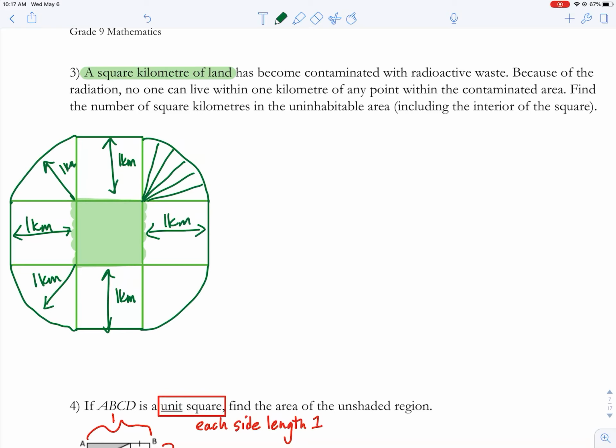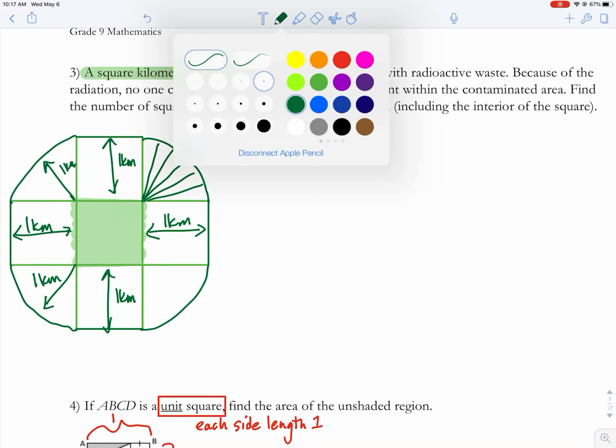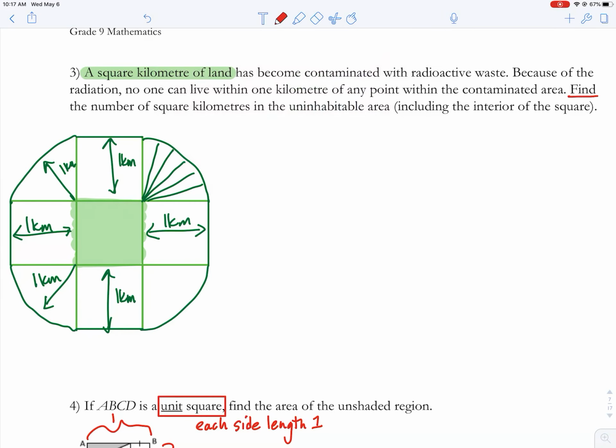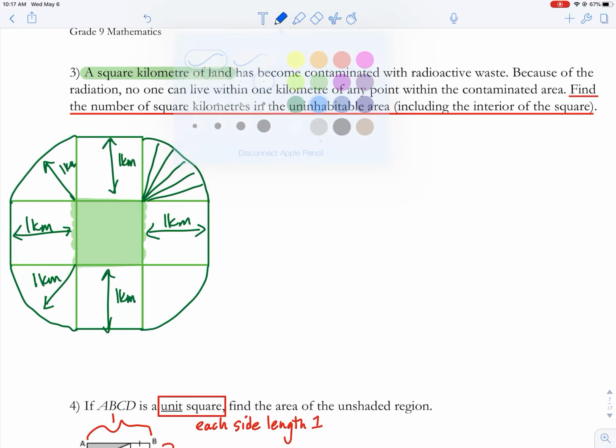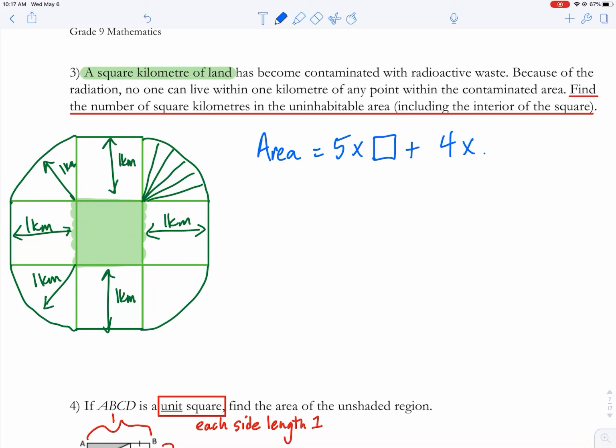And it wants us to find, so always looking at what they're asking for, the number of square kilometers, including the interior, that are uninhabitable. So if we're going to look at the total amount of area that's uninhabitable, we're going to have 5 of the squares plus 4 of the quarter circles.